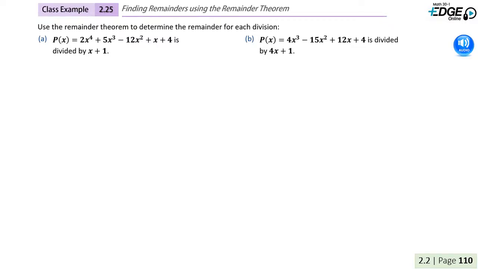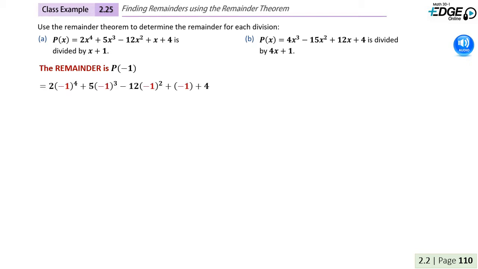Let's go through a couple examples to improve our comfort with the remainder theorem. In part 2.25a, we'll divide the given polynomial by x plus 1. Instead of writing the synthetic division here, let's evaluate p of x using the 0 of the divisor. The 0 of x plus 1 would be minus 1, because minus 1 plus 1 makes 0.